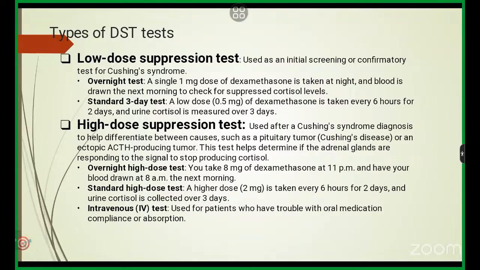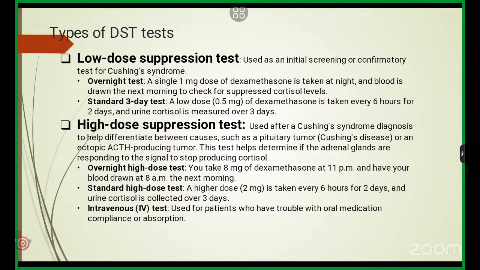Each has its own dosage, and this should work together with the physician to give clear instructions on when the drug should be taken and when the sample should be taken. High dose is used after Cushing syndrome diagnosis to help differentiate between the causes, such as a pituitary tumor, that's Cushing disease, or an ectopic ACTH producing tumor. This test helps determine if the adrenal gland is responding to the signal to stop producing cortisol.